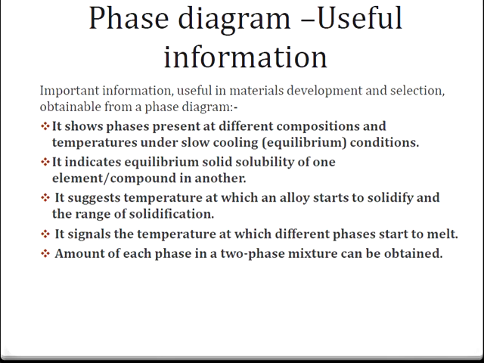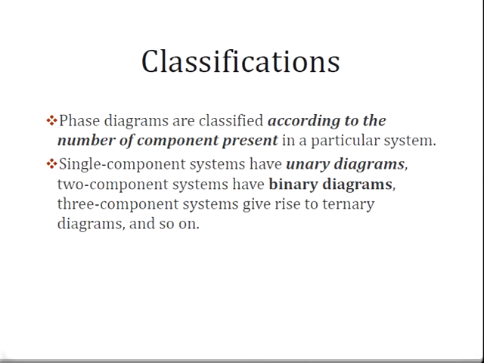It shows phases present at different compositions and temperatures under slow cooling conditions. It indicates the equilibrium solid solubility of one element or compound in another. It suggests the temperature at which an alloy starts to solidify and the range of solidification. It signals the temperature at which different phases start to melt. The amount of each phase in a two-phase mixture can be obtained.